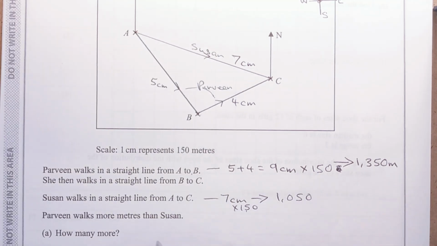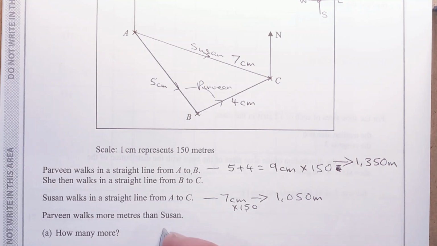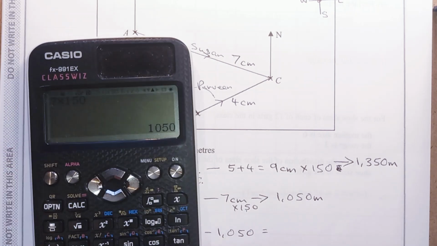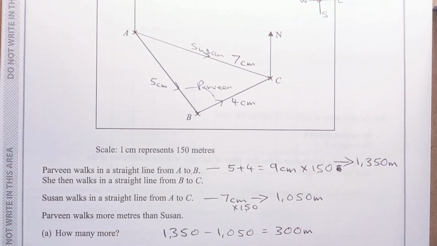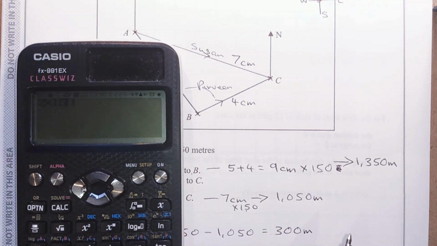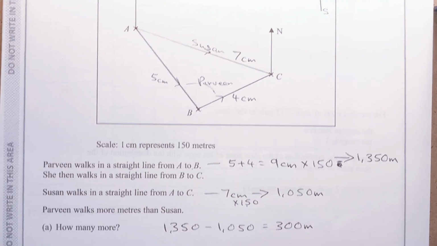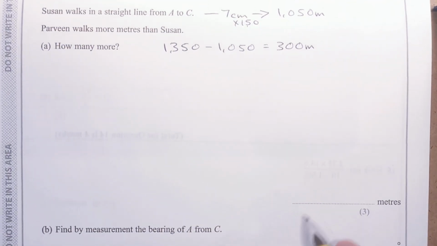So we want the difference between them, that's metres, so we want 1,350 minus 1,050, which is 300 metres. If you want, you could work it all out in centimetres first. So we could have done 9 centimetres minus 7 centimetres is 2 centimetres, and then 2 times 150. You still come up with 300 metres. So the order doesn't matter. So that was 3 marks for that part there. Let's write it on.